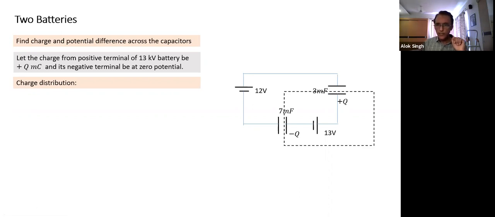Okay. So one thing we noticed, this forms an isolated system. You understood plus Q, minus Q charge. We can also understand the box I have drawn indicates an isolated system. The battery's net charge is 0, and this has to be plus Q, this has to be minus Q.